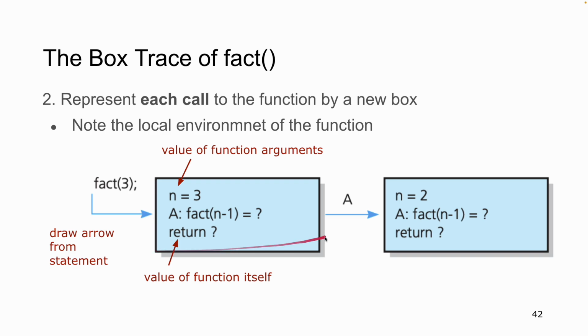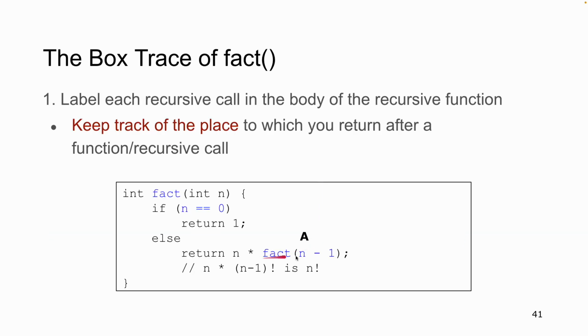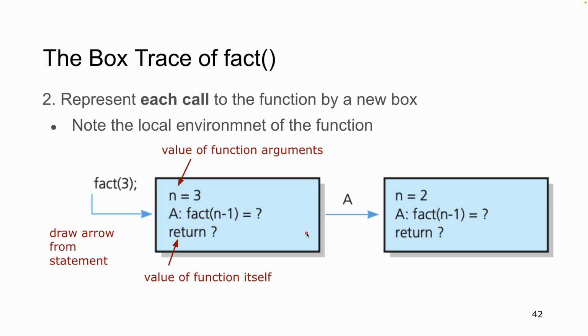And in this layer of recursion, we know the current value of n is 3, right? And in the place where we have the recursive call, what we need to know is the output of fact n minus 1, the return value of this recursive function here. And since we have called the function fact n minus 1 here, we use it to draw another box here. And we add A here because the label of this recursive call is A. So it can help us remember this is for the A recursive call.